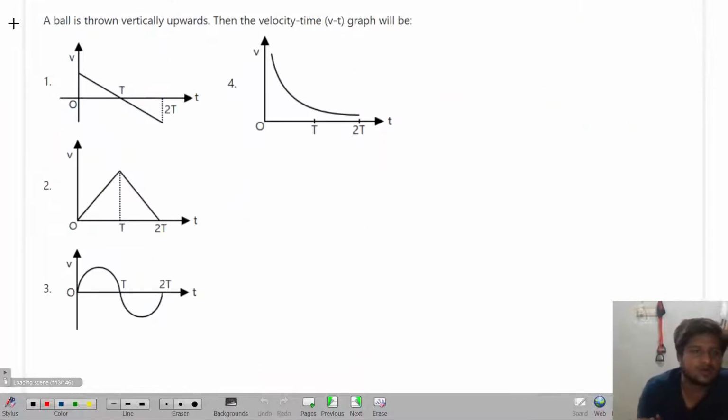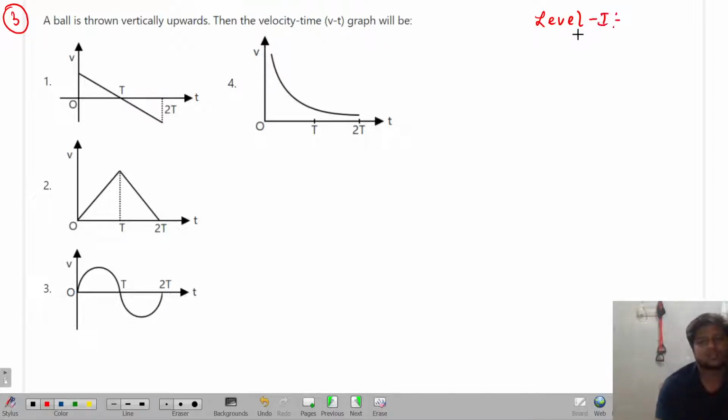Question number three. Oh, wow, that is a really good question. A ball is thrown vertically upwards, then the velocity-time graph will be a very good question. It is a common question everywhere, but it is still a logical question. I'm still in level one. A very common question, but it is really a nice question. I can tell you that.